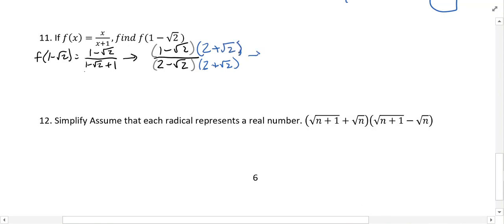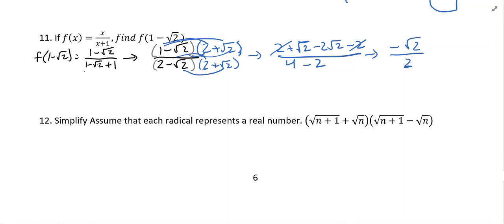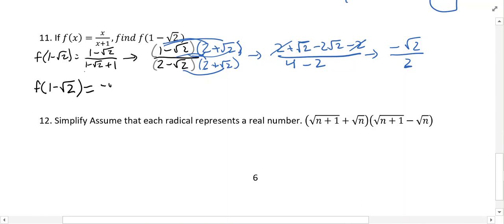So then let's go ahead and distribute that and combine our like terms. So here we're going to get 2, here we're going to get plus rad 2, then we get minus 2 rad 2, and then minus 2. In the denominator, it's the conjugate, so we only have to do the first term, so that's 4, and then here, minus 2. So then let's simplify this one. 2 and negative 2 are going to cancel. So rad 2 minus 2 rad 2 gives me negative rad 2. And then in the denominator, 4 minus 2 is just 2. Okay, so then let's write our final answer over here. So we have f of 1 minus rad 2 would equal negative rad 2 over 2. So this is my answer here.